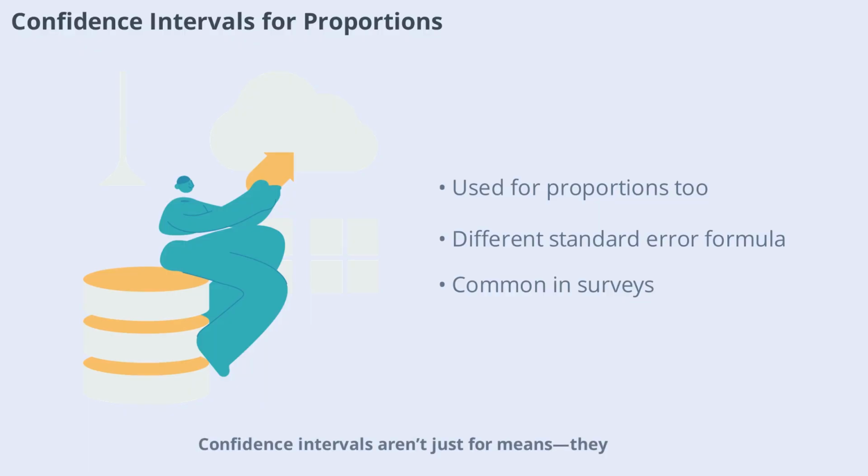Confidence intervals aren't just for means, they can also be used for proportions. For example, you might want to estimate the proportion of people who prefer a certain product. The calculation is similar but uses the sample proportion and a different formula for standard error. This approach is widely used in surveys and market research.